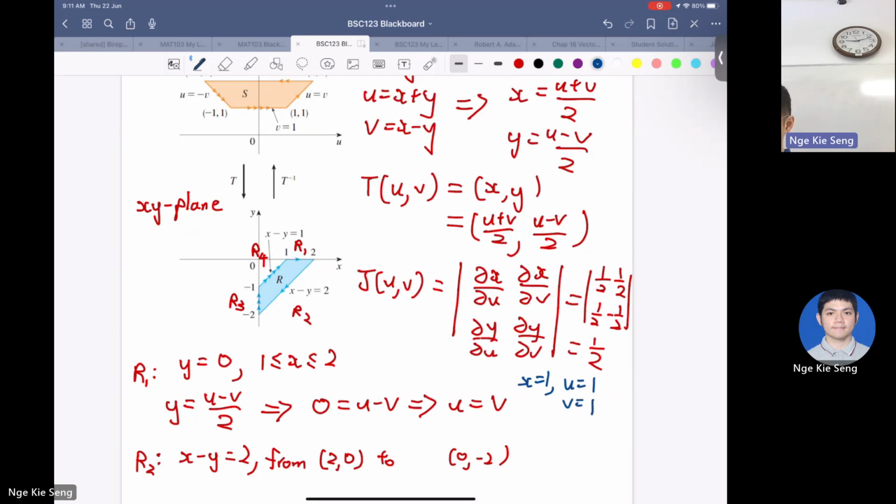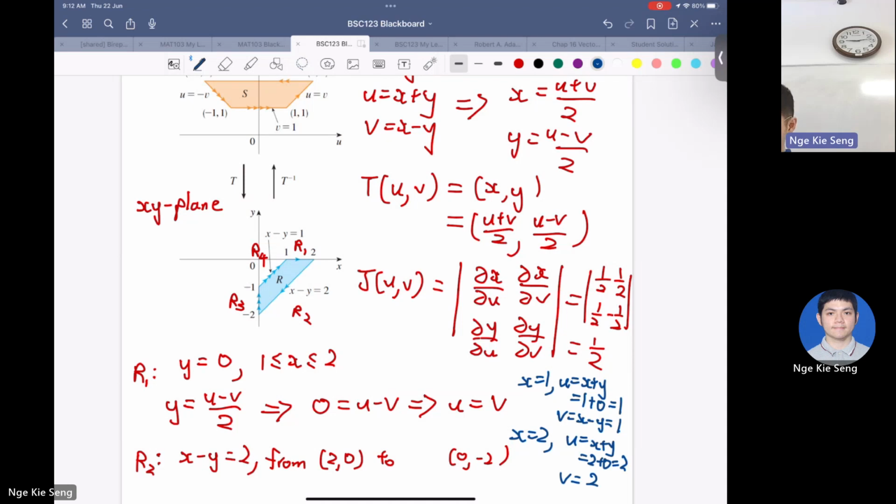How about x is 2? Yeah, u equals to v. Let's write it down so I don't confuse myself. u is x plus y. So x is 1, y is 0, so you get 1. This is correct. Similarly, v is equal to x minus y, which is 1 minus 0, which is 1. u is x plus y, which is 2 plus 0, which is 2. v is x minus y, which is 2 minus 0, which is also 2.